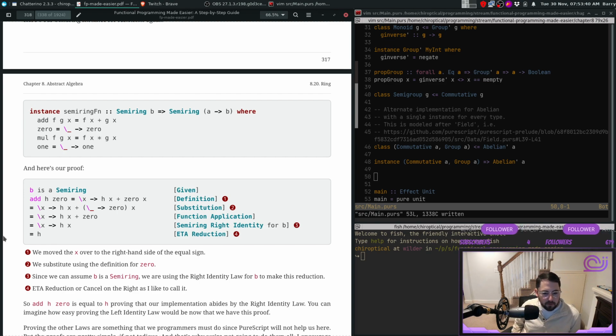All right, so given B is a semi-ring, we have add h 0. So we take h x and 0 x, replace the 0 with its definition. So this is the 0 for B. And then we have the same x to h x, which is equivalent to h. Sure. I'm okay with this.